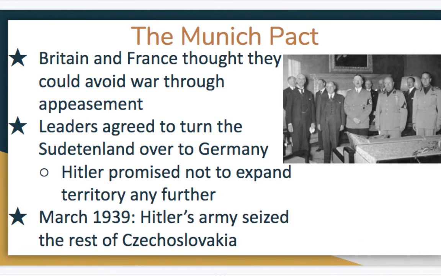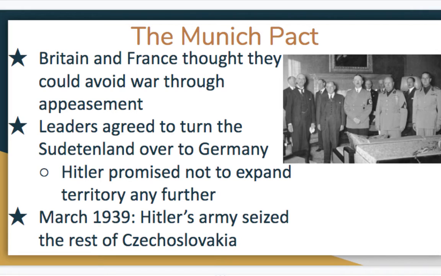There's going to be something called the Munich Pact, and this is going to be an agreement where Britain and France thought they could avoid war through appeasement. Meaning that after the Treaty of Versailles came, we said that we were not going to ever let this happen again. And leaders agreed to turn the Sudetenland over to Germany.